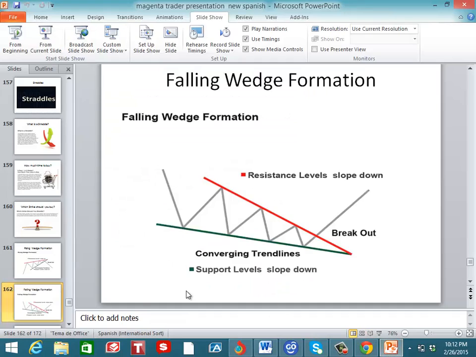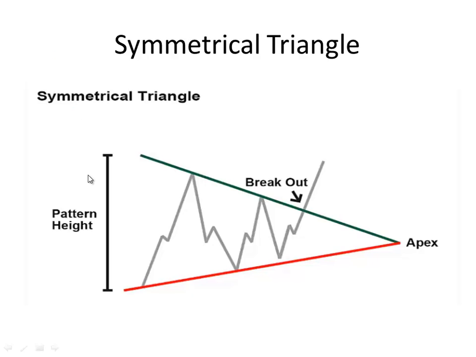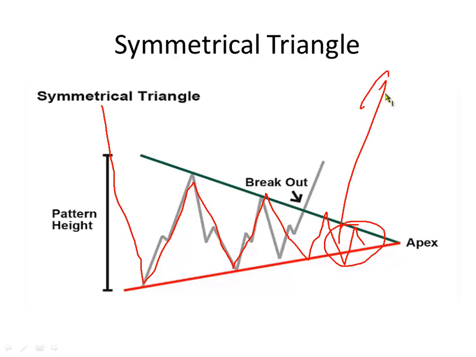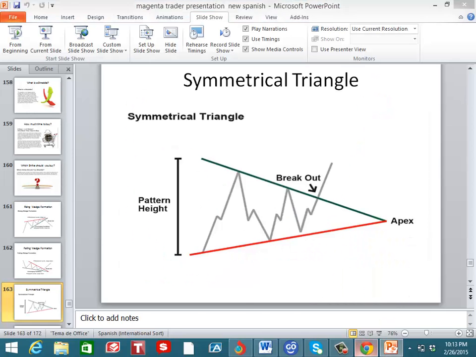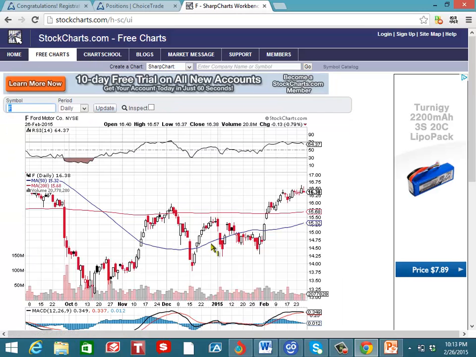Now the third pattern I look for is called a symmetrical triangle. As soon as we get to the base of this symmetrical triangle, we get a breakout to the upside or to the downside. And we've had some real good ones. If we look at Ford, it's a perfect example: we had a nice symmetrical triangle, and then a nice breakout to the upside.